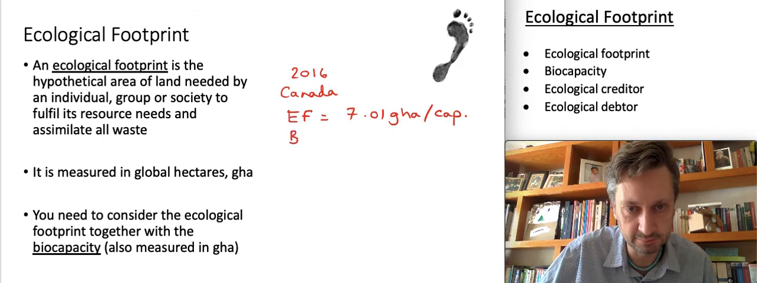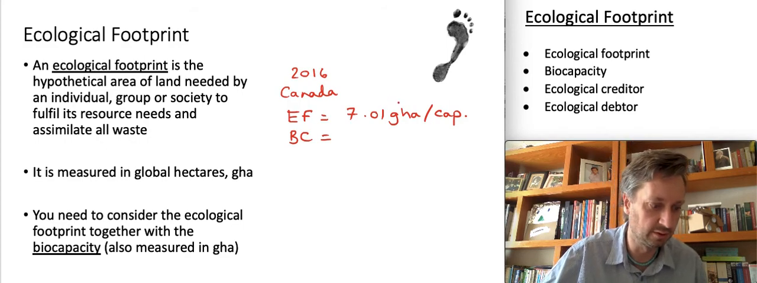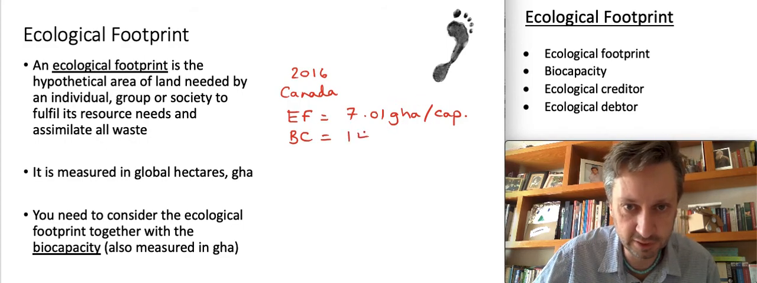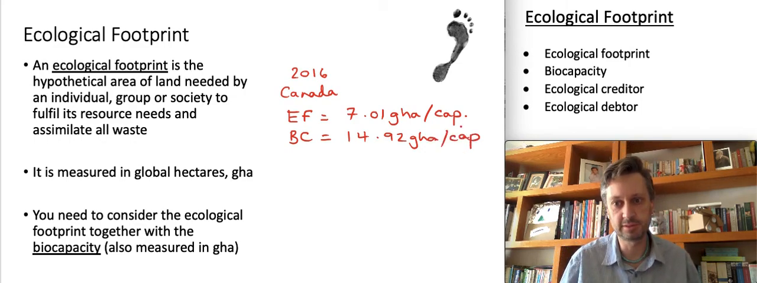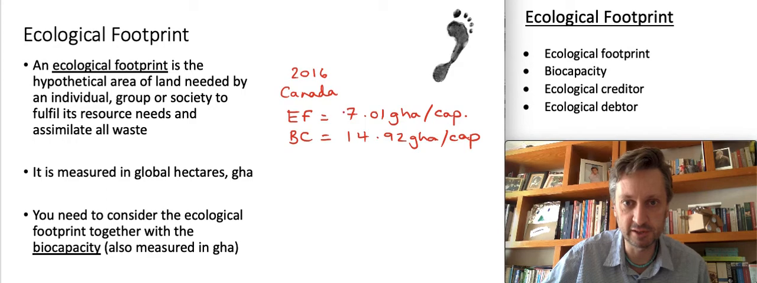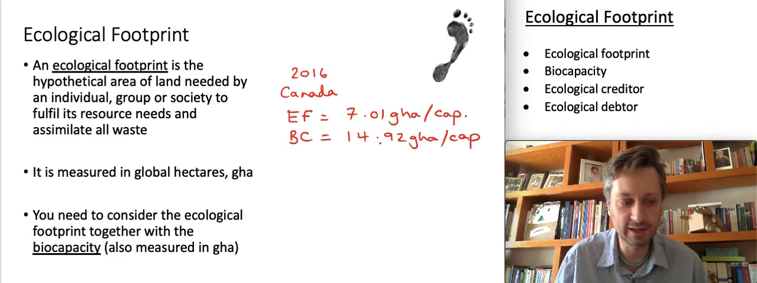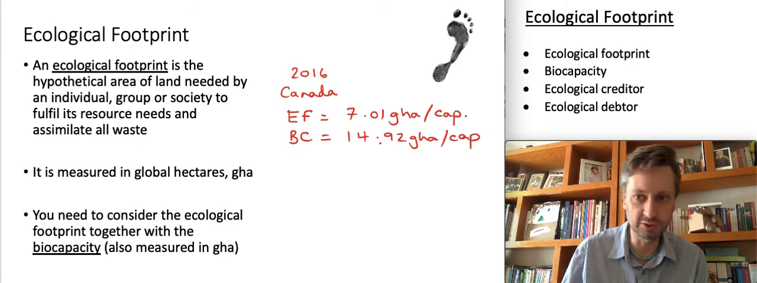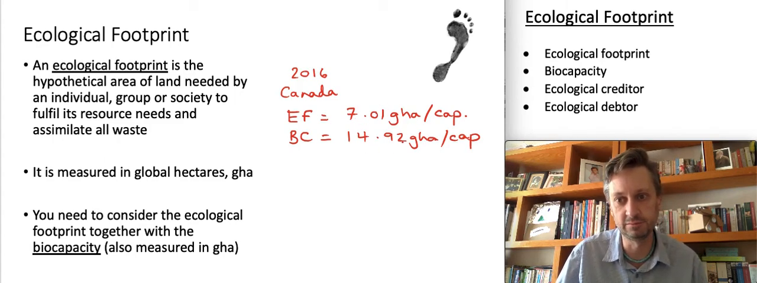The biocapacity in Canada in 2016 per person was very big, actually, 14.92 global hectares per capita. And that's because Canada is a huge country with a small population, with a lot of natural capital available. So therefore, even though the average person in Canada had a huge footprint, the biocapacity was also very big. So therefore, Canada is actually an ecological creditor. It's using less footprint than is actually available for it.